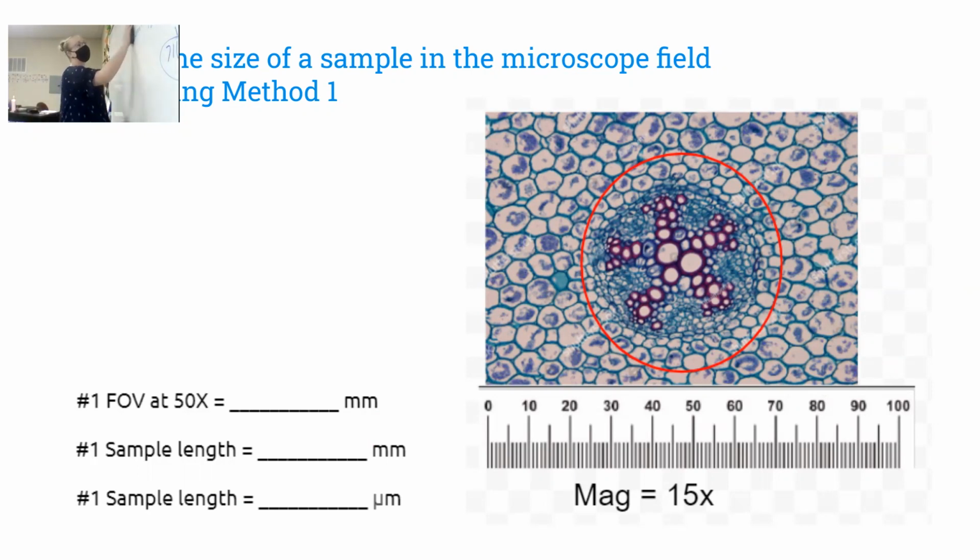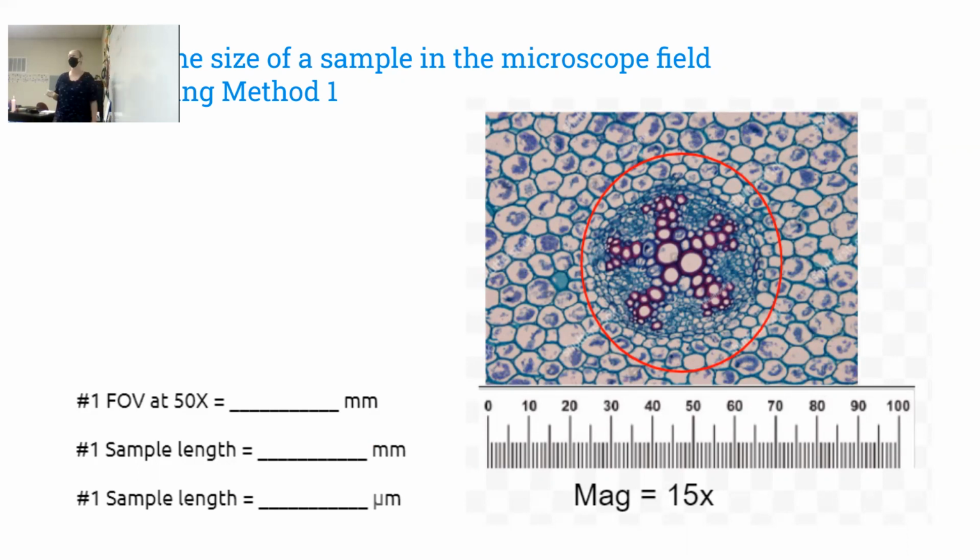So how do we find the field of view at low power? First, we have to read what? The millimeters on the ruler? Yes. Okay. So what would we say the field of view would be? We're going to go with 90 millimeters. So number one, our field of view at low power is just 90 millimeters. That part's easy, right?